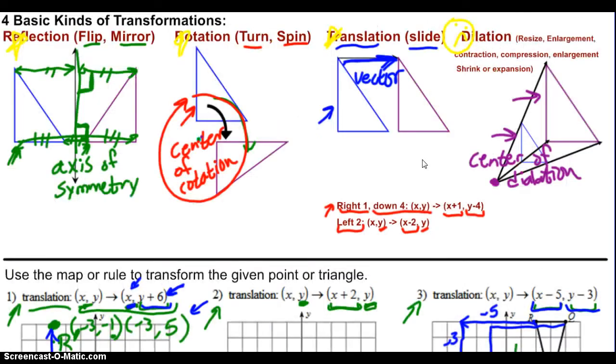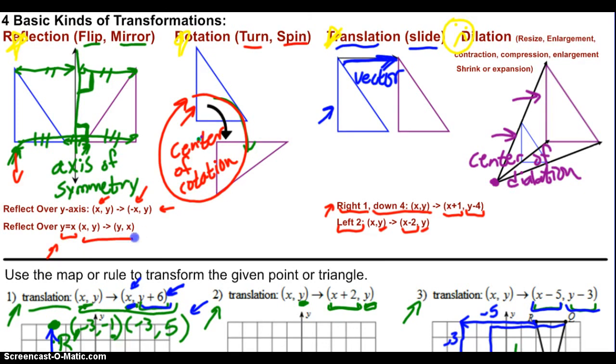Alright, so let's write some things under reflection. So we just noticed that reflecting something over the y-axis changes the x value to be negative. So let's write that down just here. We notice that reflecting over the line y equals x swaps the x and the y values, and we can write a map for that by writing xy goes to y comma x. We're switching the x and the y values.